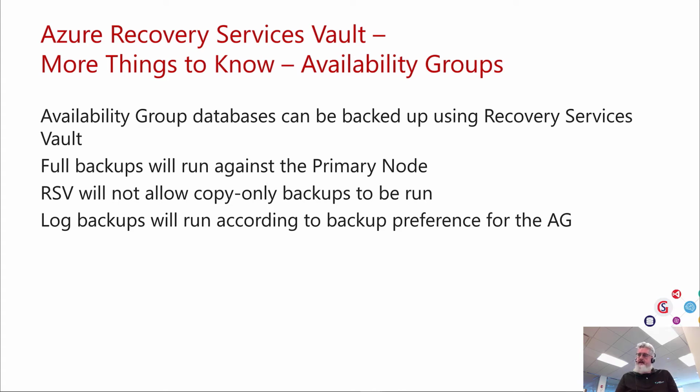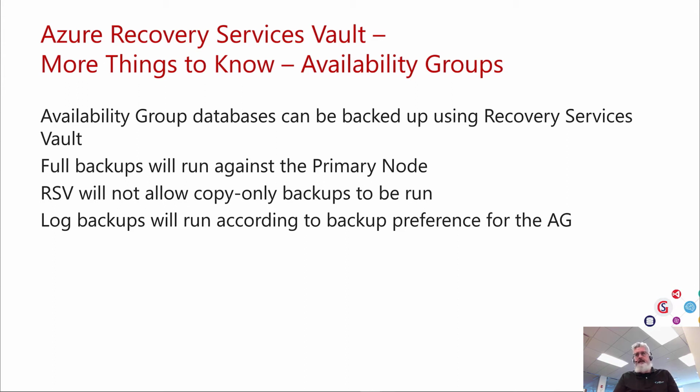Now this is running on a normal instance of SQL Server. You'd be able to do this using Ola's jobs, but with Recovery Services Vault, there is no way to tell it to run a copy-only full. So regardless of the options you have set for your availability group, you can set the availability group backup preference to be secondary only, but that will be overridden by the fact that you can't run a copy-only backup. So those full backups will always get pulled from your primary node.